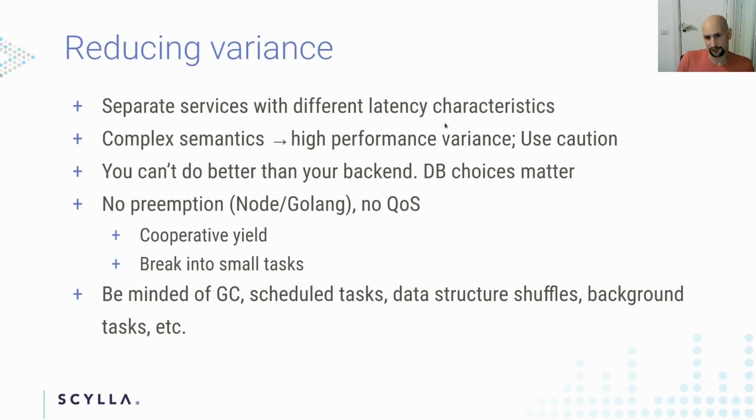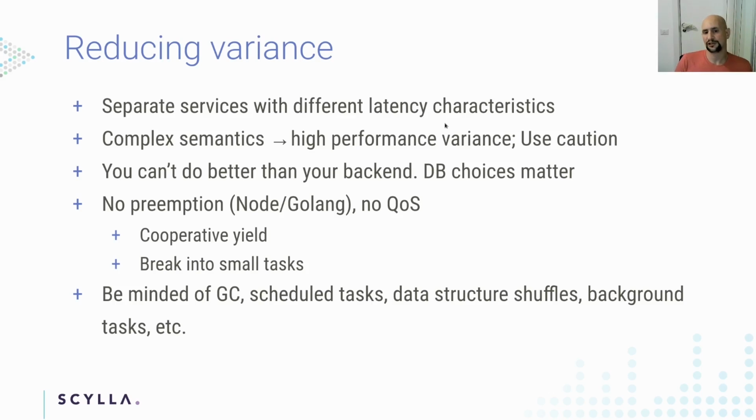You can't do better than your backend. You want to have a fast backend and a backend that has very low variance. If you have a database or whatever backend that has a very high 99th percentile, or even 95th percentile, then of course you're going to have high variance for the service. It can only be worse than this.